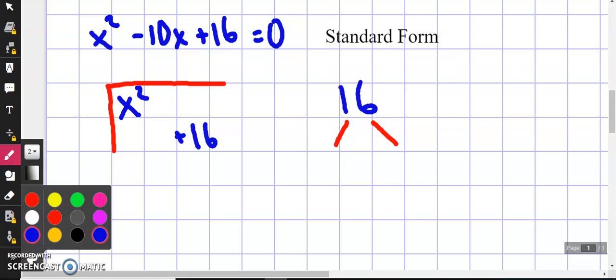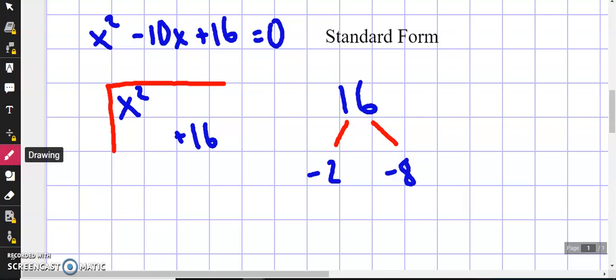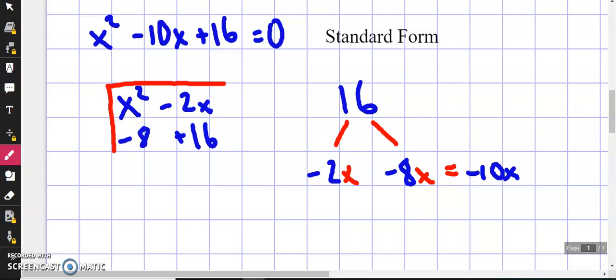that would multiply to 16. So of course I know that negative 2 and negative 8 will multiply to 16. I know that negative 2x minus 8x is equal to negative 10x, which is what I can put in my box. So I need a negative 2x here, negative 8x here.